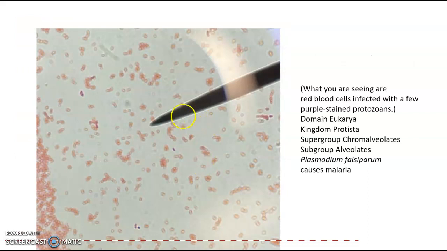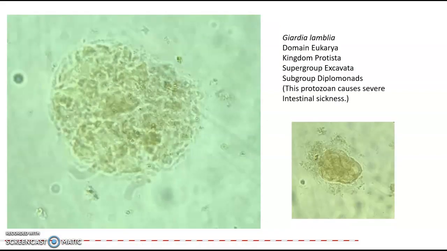And this is still red blood cells, but these little purple structures, kind of scattered throughout here, are Plasmodium falciparum, which cause malaria. So these are in the domain Eukarya, the kingdom Protista, the supergroup Chromalveolata, and the subgroup is Alveolata. Their scientific name is Plasmodium falciparum, and these are the protozoans that cause malaria.